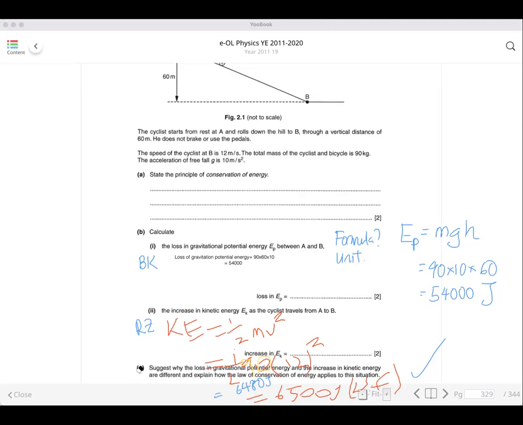Okay, now everybody, for part C, I will not go through part C. You all know why the first answer you lose 54,000 joule, but you only gain 6,500 joule. Okay, you lost so much energy, but you only gain so much. So where did the energy go to? Okay, so you can write down energy is being lost as heat and sound due to friction and air resistance, as the cyclist moves down the slope. Okay, is that clear? So part C, everybody okay? So I move on already.